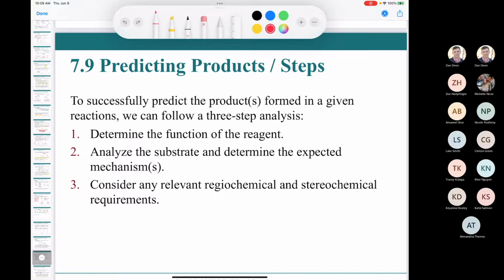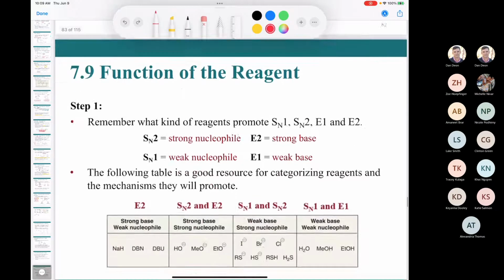And then you have to consider regiochemistry. Am I going to get the Zaitsev? Am I going to get the Hofmann? Which one is major? Which one is minor? Am I getting the stereochemical requirements? Is this going to be stereospecific, stereoselective? Am I going to get the E predominating, or the Z? Those kinds of things. And if you're wondering, do you have it in a table?